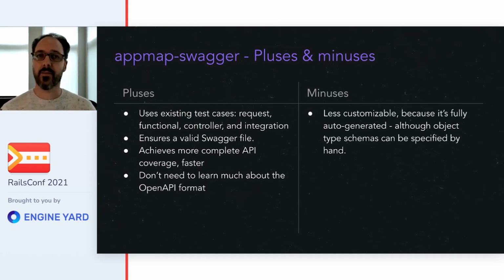And you can get more complete API coverage faster because it leverages the test cases that you've got. You also don't need to learn very much about the OpenAPI format. I didn't actually show you any OpenAPI there that was handwritten by me. There was a little bit there to do the login format. But for the most part, you just get to use the OpenAPI tools instead of having to learn all the guts of how they work, which I like. On the minus side, it's less customizable than rswag or writing your own swagger because it's generated from using a code generator. So there's fewer options for configuration there.